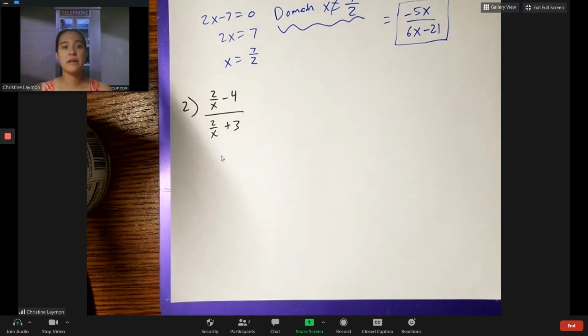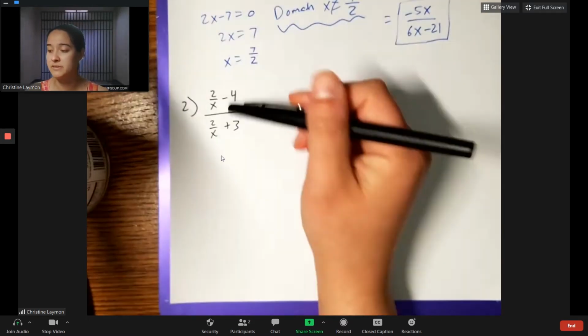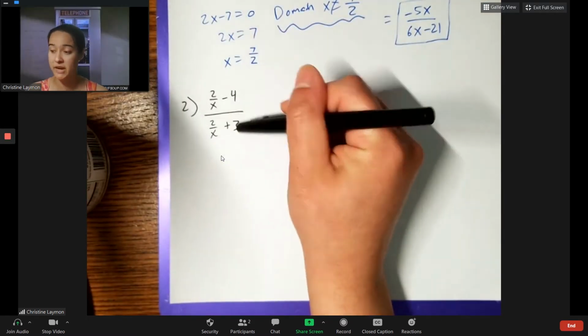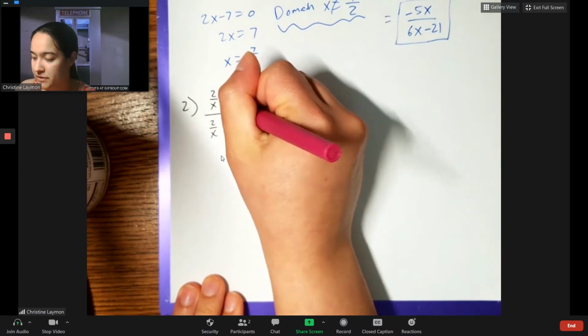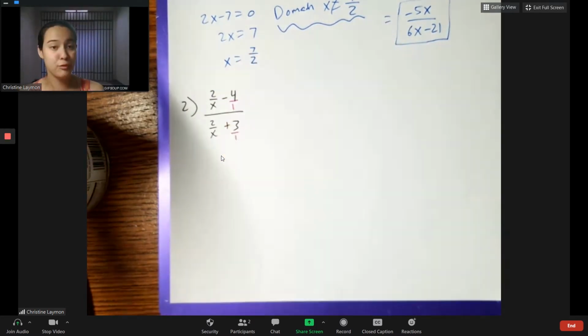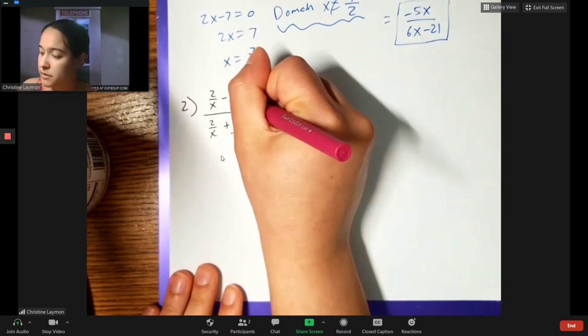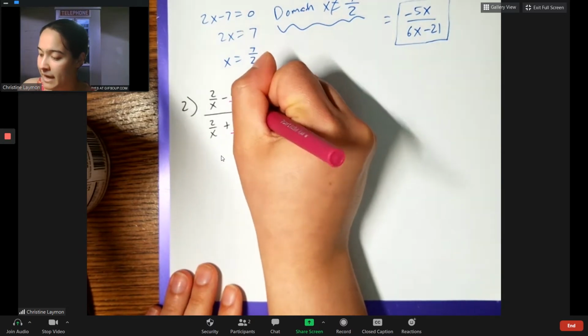In this one, I have 2 over x minus 4 over 2 over x plus 3. Now, as before, I'm going to have to get this to be one giant fraction and one giant fraction. Notice that the only thing in the denominator is really an x for this one and an x for that one. So if I think about this as 4 over 1 and 3 over 1, to make them the same, multiply top and bottom by x.